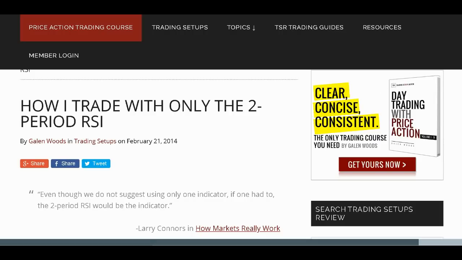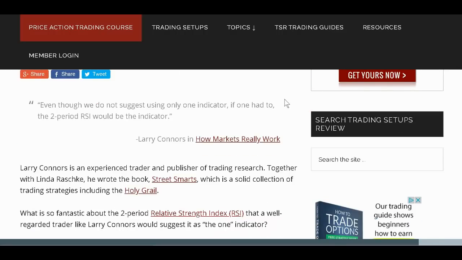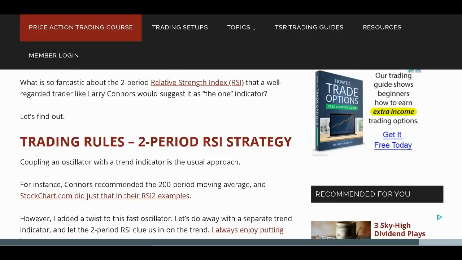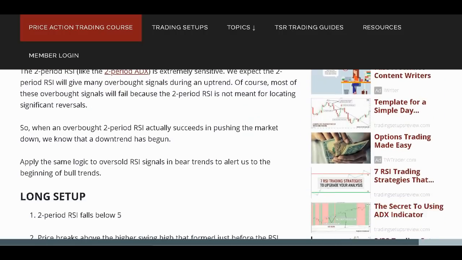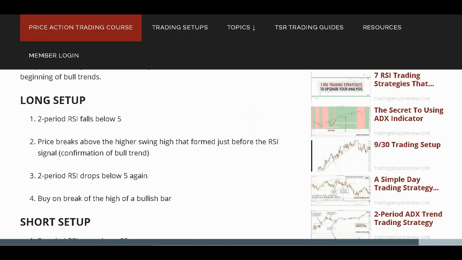First, there's this interesting quote here. See if you agree with this one. Even though we do not suggest using only one indicator, if one had to, the 2 period RSI would be the indicator. That's a really interesting quote. I don't know if I would agree with that. I mean, the 2, that seems kind of extreme, but okay, all right. That's how they feel, I guess. So, all right, let's look at the strategy. Let's see if you agree that it's good or not good. I'm just going to focus on the long setup for now. Again, if you want to read the whole thing, just click on the link in the description below this video. I'm not being paid to do this. This is just something I'm bringing to you.